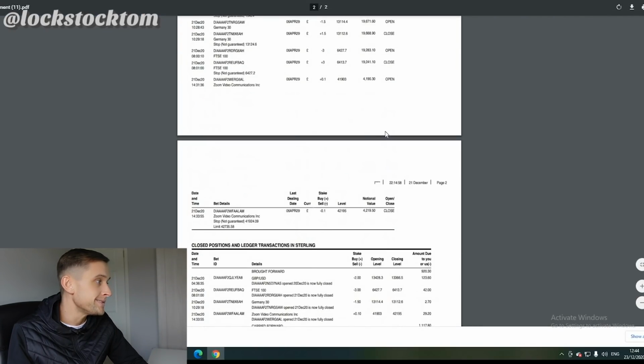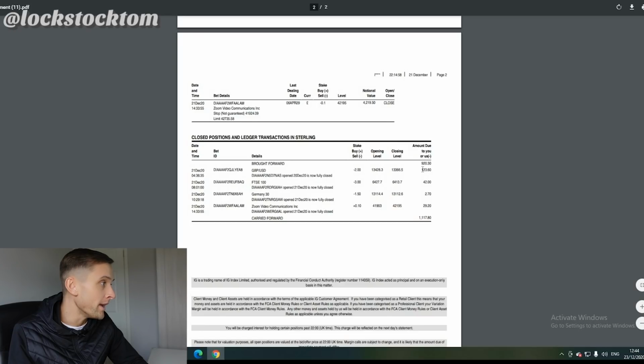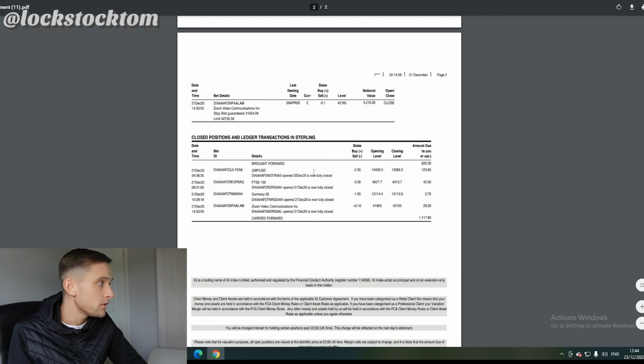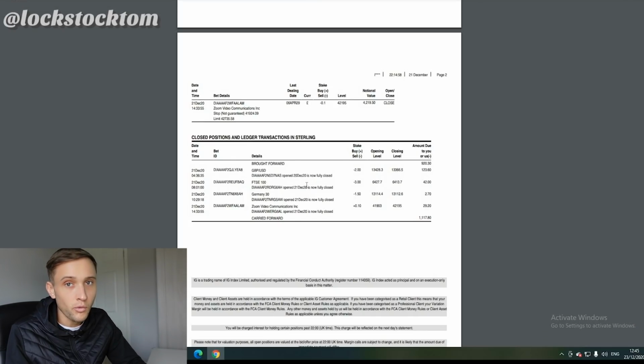Now this is the final day. So this was the biggest day for me, and I'm going to explain why. As you can see here, we had a monster short on GBP USD, okay? The reason why I shorted this was at the time, the news had just come out that London was going into full lockdown, okay? Tier 4 lockdown, completely shutting up everything.